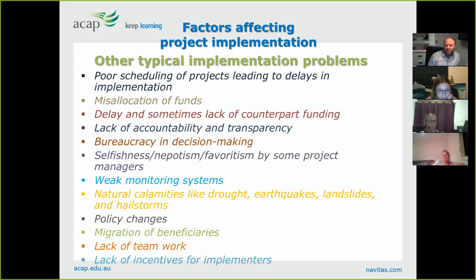Weak monitoring systems, calamities like drought, earthquakes, landslides, hailstorms. Imagine you're running an outdoor event and a hailstorm came through the day before as you were setting up all the marquees, etc. Washed out, it became a muddy patch, things like that. Policy changes, migration of beneficiaries, so people move, who's it going to be delivered for. Lack of teamwork, that's happening in a lot of places, right? And lack of incentive for the people who are implementing the project.